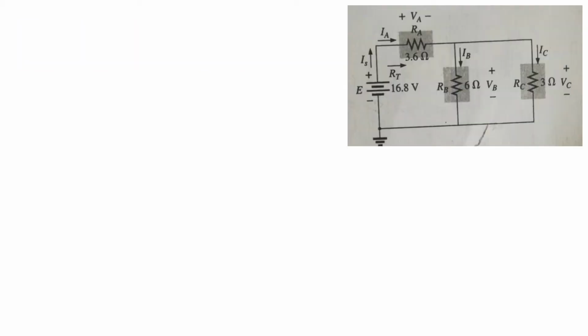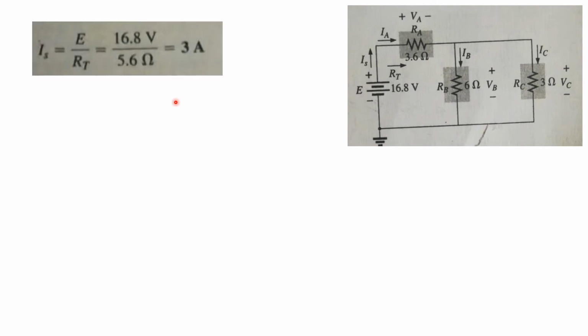Now we have to find the value of IS, the source current. You have the value of E and RT. So using Ohm's law, we can find the value of IS, which is equal to E by RT. Substituting the value of E and RT results in IS, which is equal to 3 ampere. So the total current of the circuit is 3 ampere.